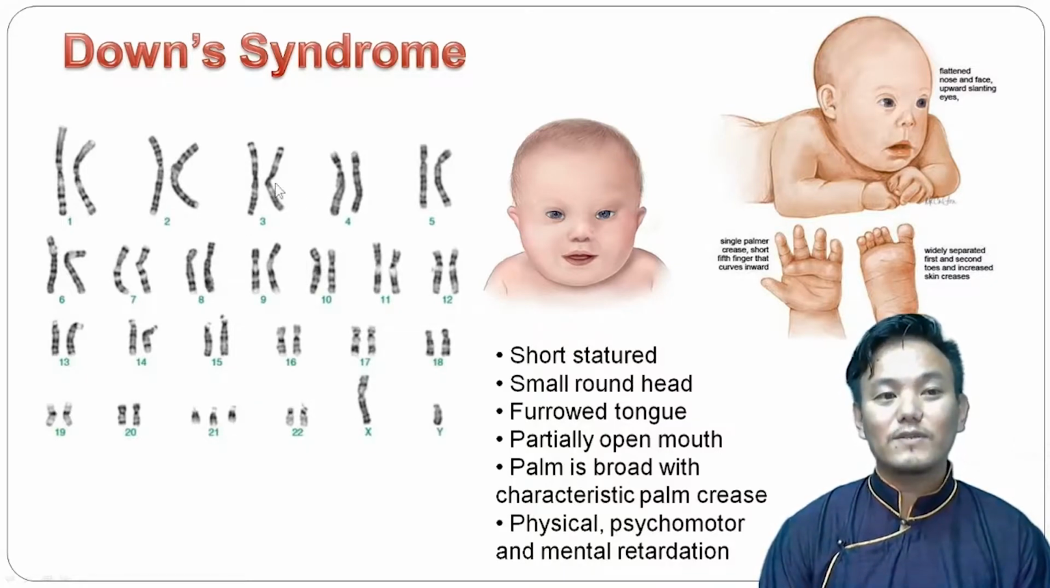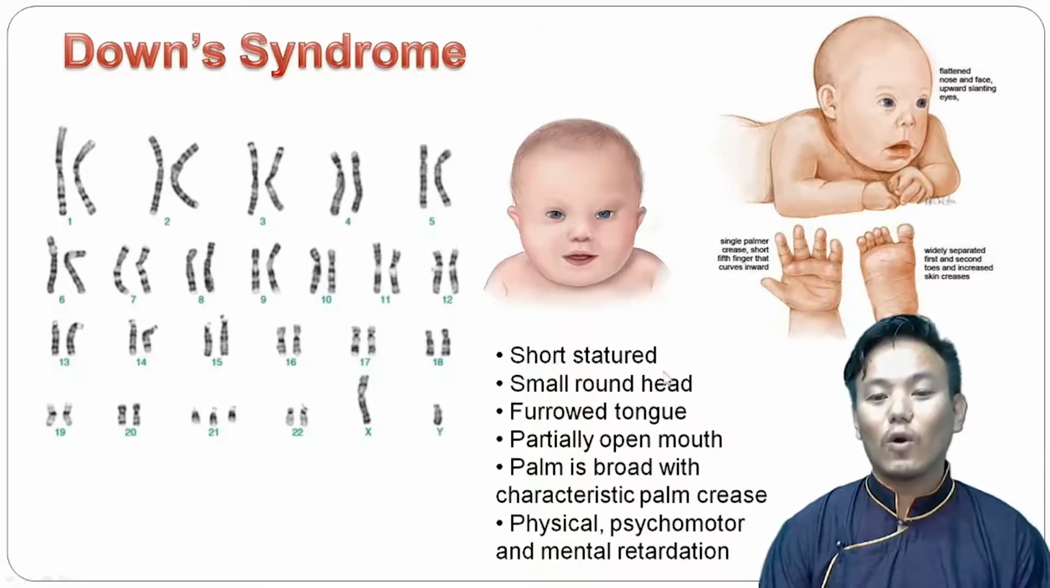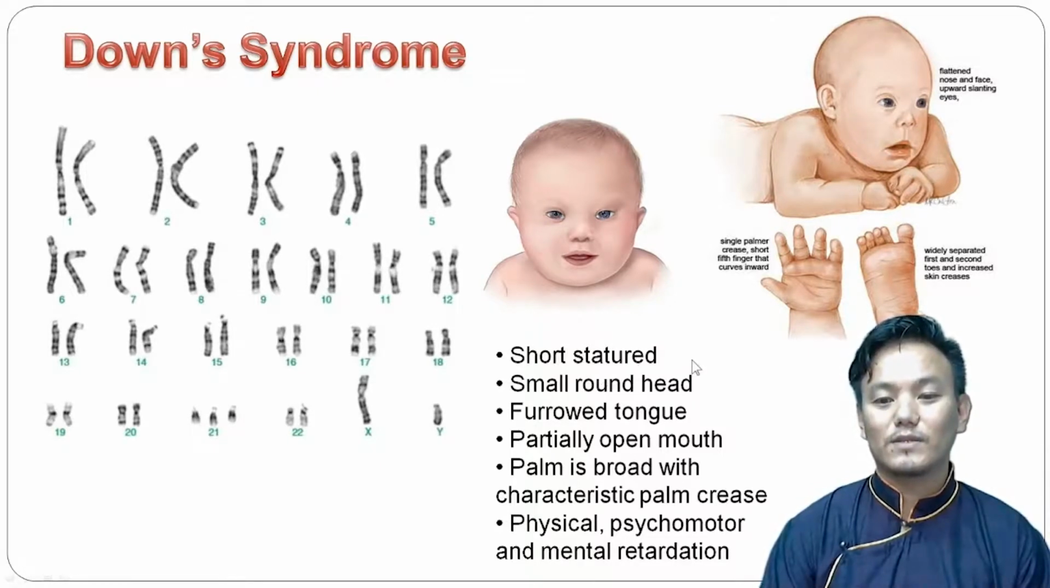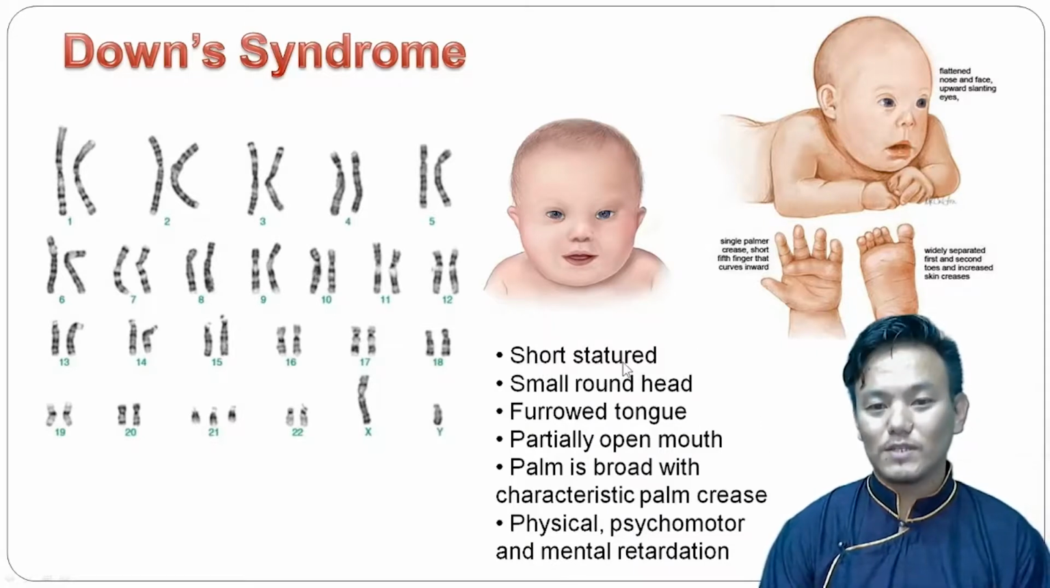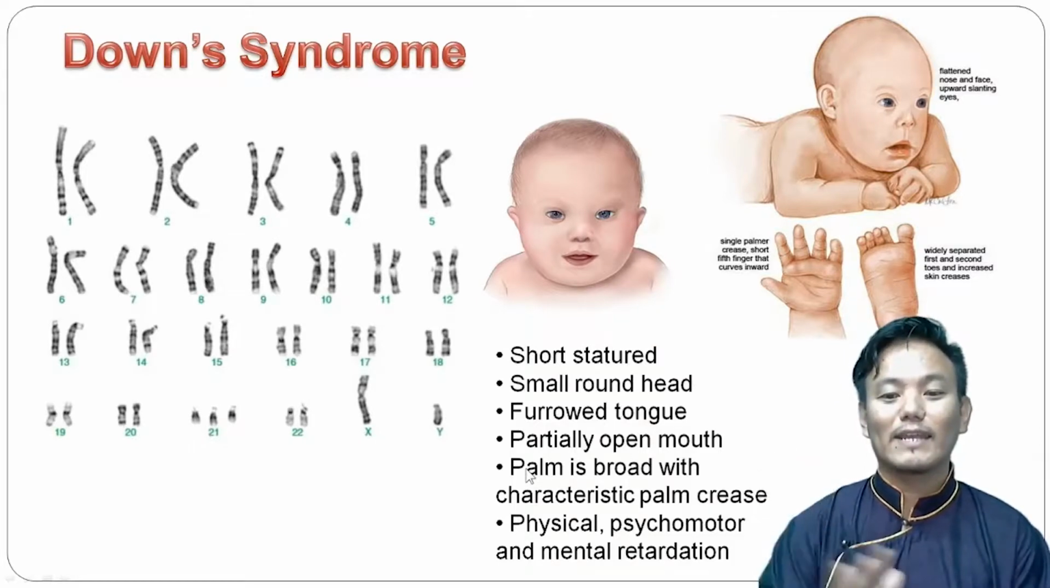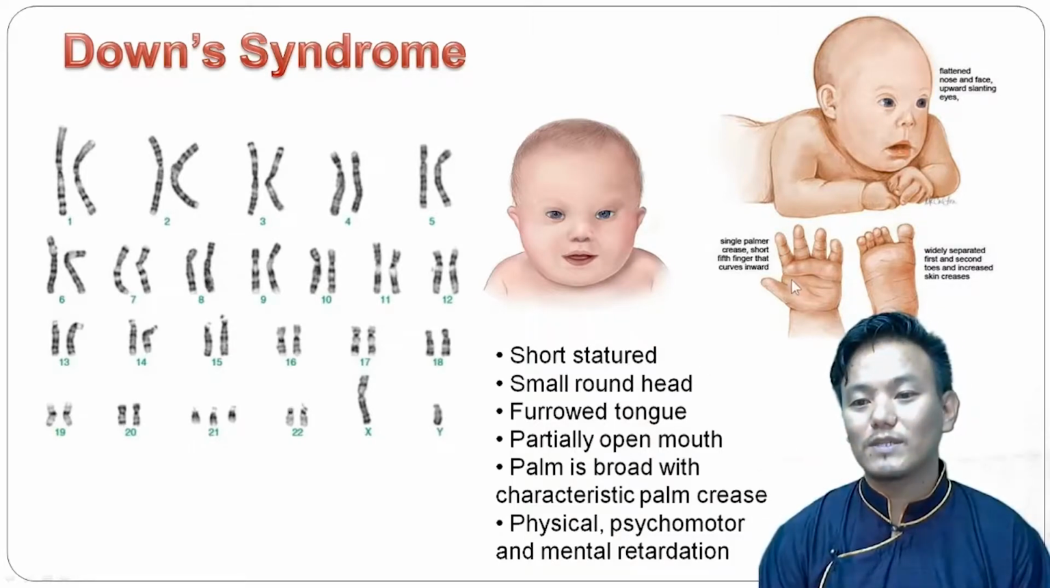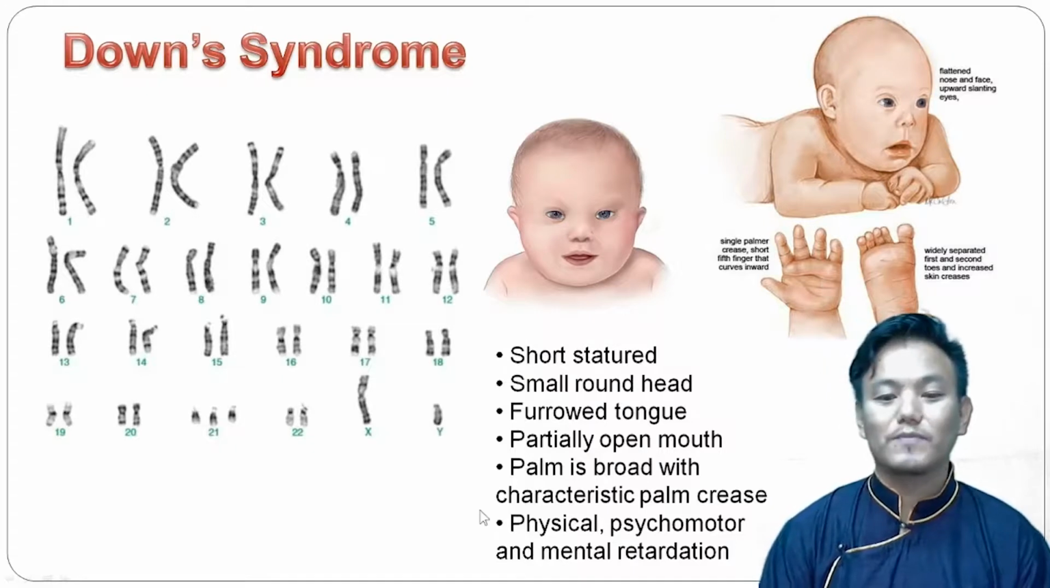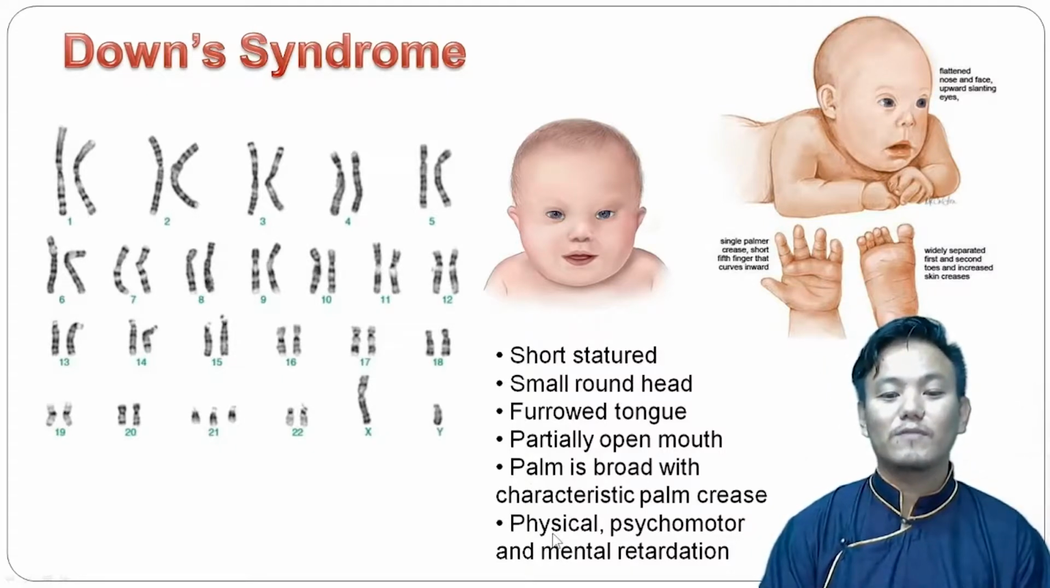A person suffering from Down syndrome will show all these symptoms or characters. That person will be short-statured, will have a small round head, a furrowed tongue, a partially open mouth, and the palm will be broad with a characteristic palm crease. Over here you can see that particular palm crease, and there will be physical, psychomotor and mental retardation in a person suffering from Down syndrome.